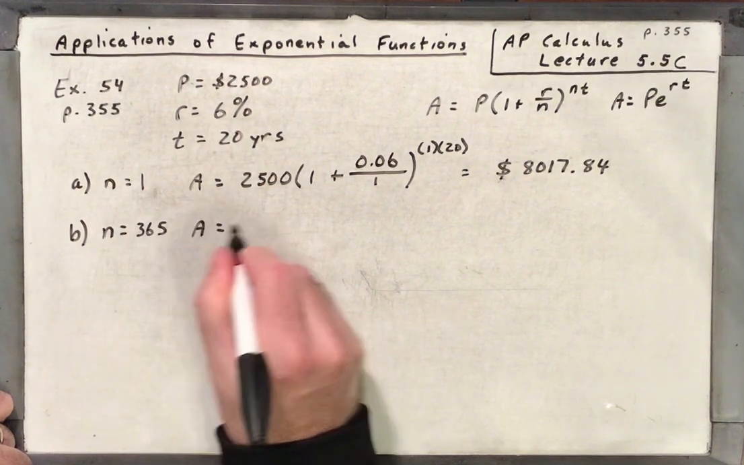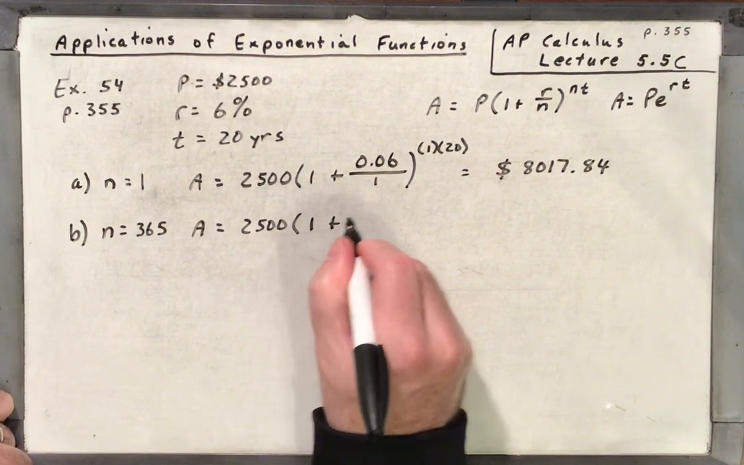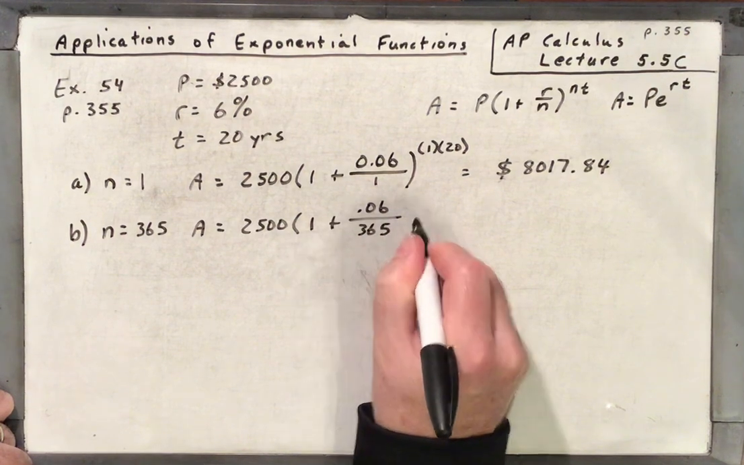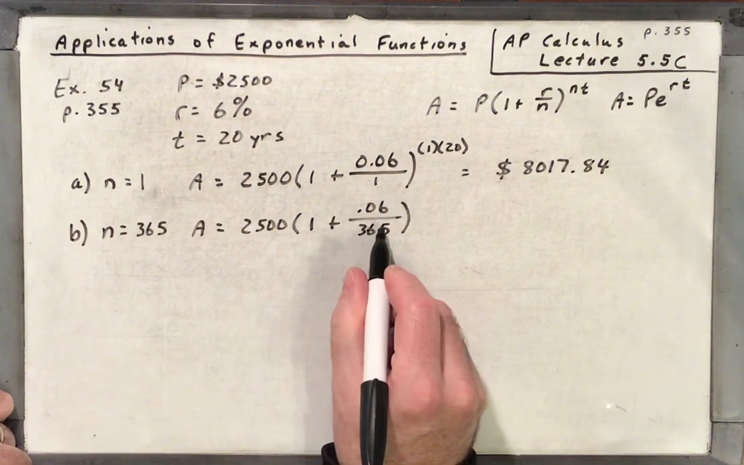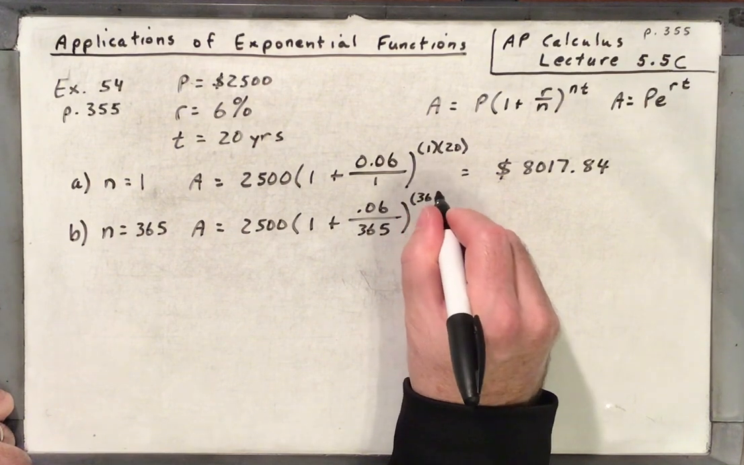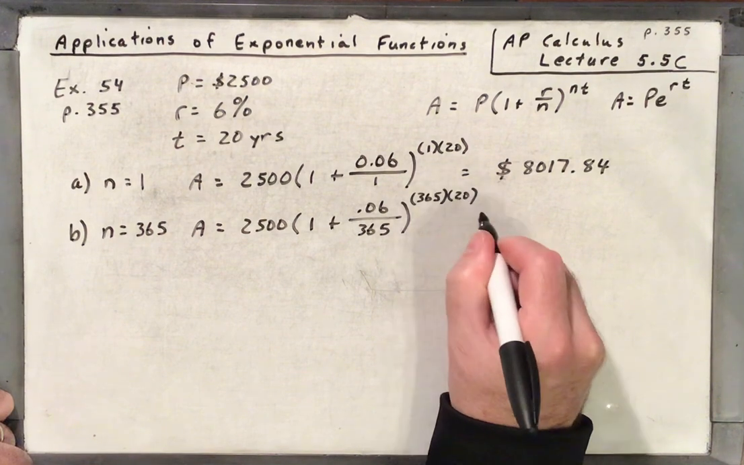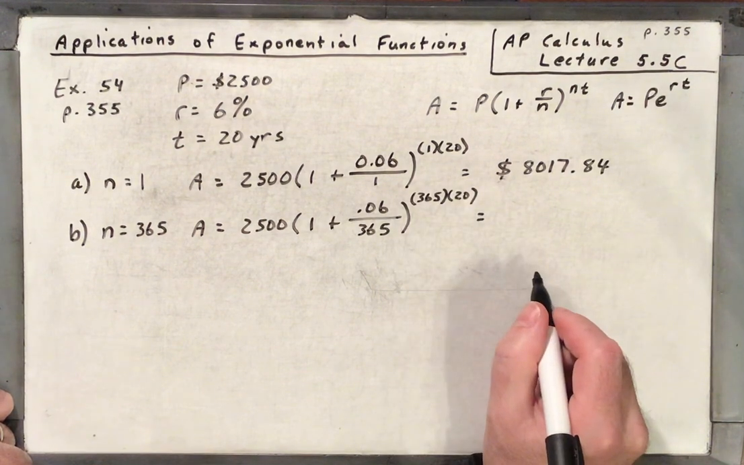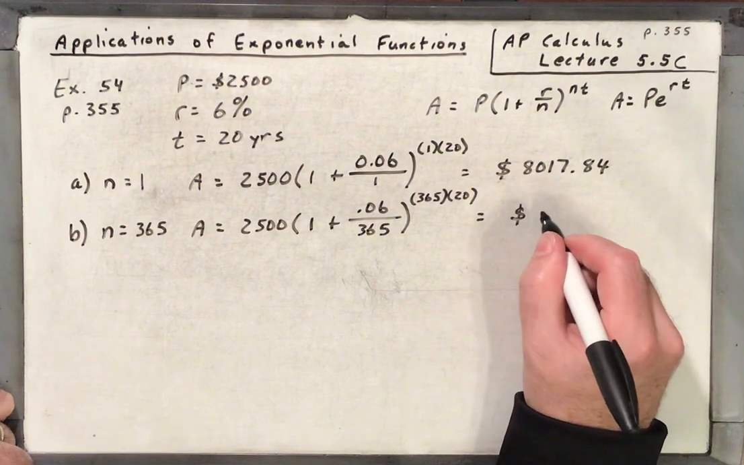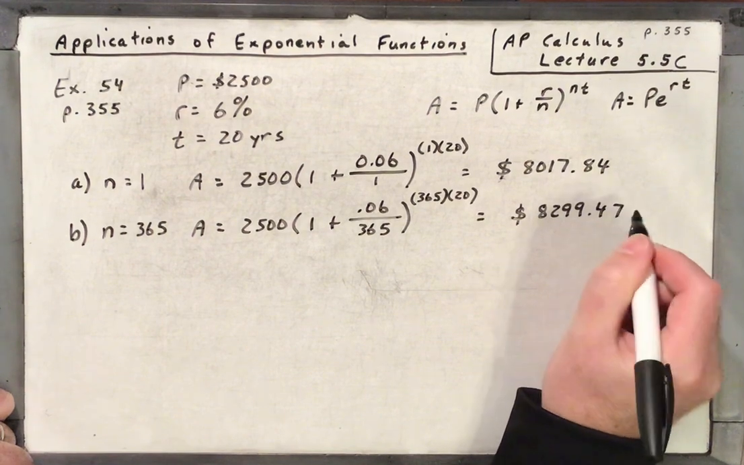So A is equal to 2,500 times 1 plus 0.06 over 365. You may want to put that separately in your calculator, not try to do it all in one go. But if you're adventurous, go ahead and try to do it in one go, to the 365 times 20. Give that a try, but you should get $8,299.47.